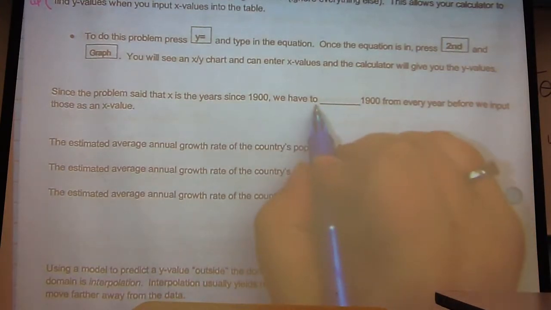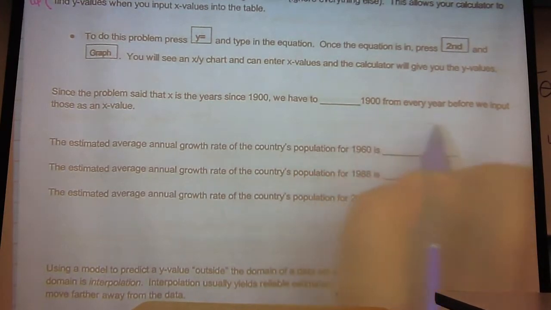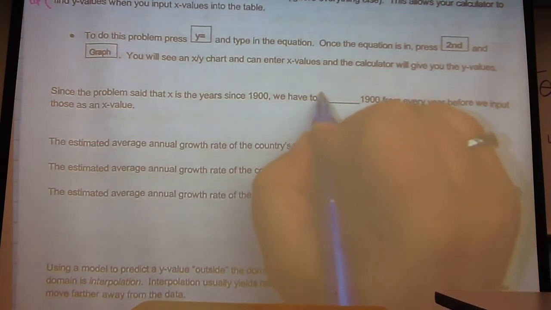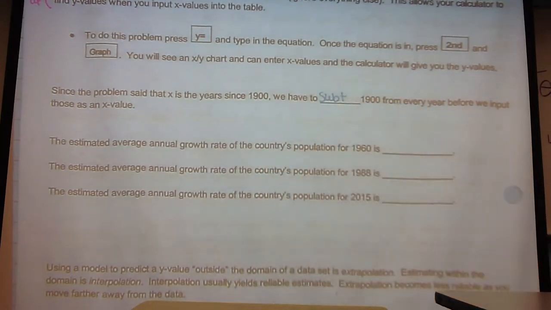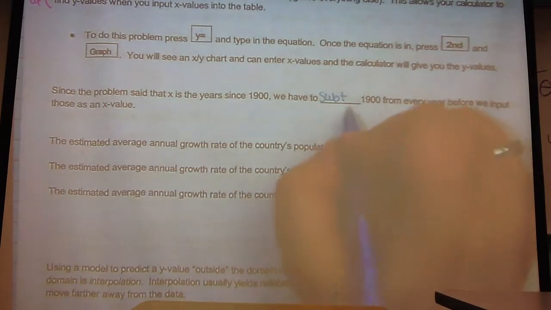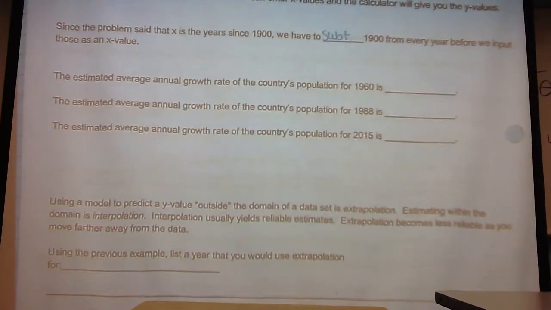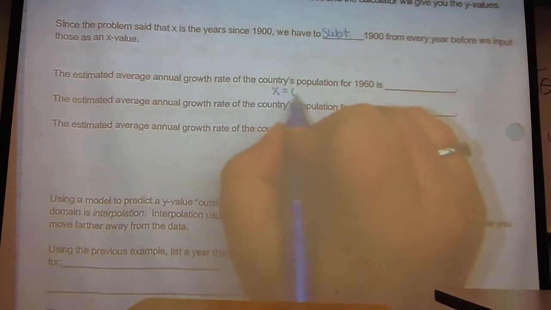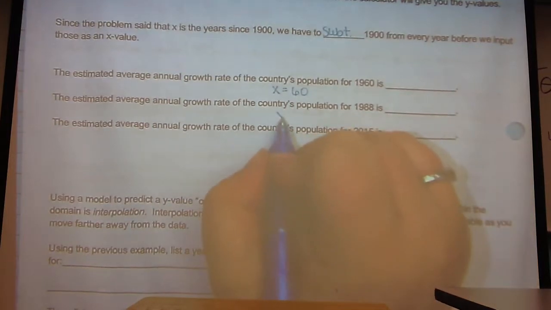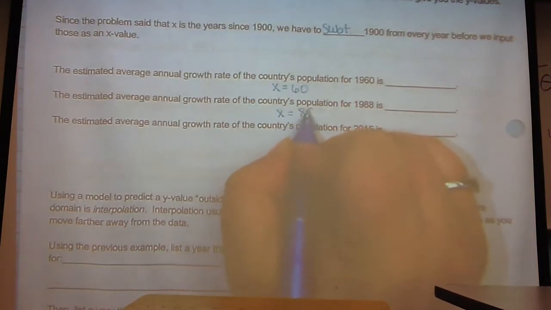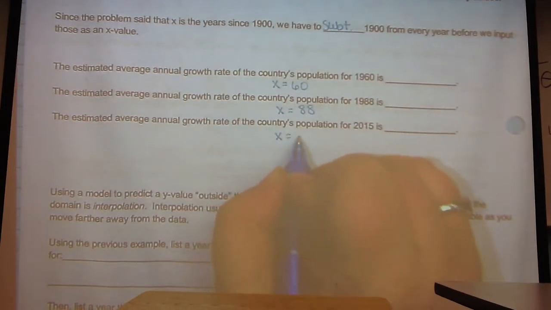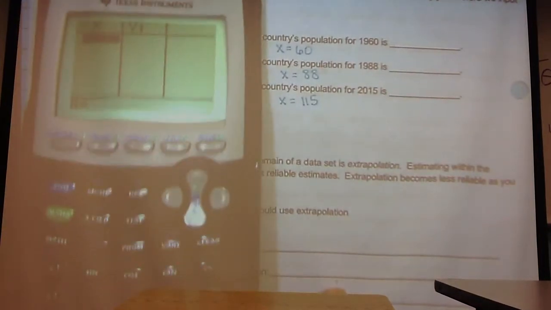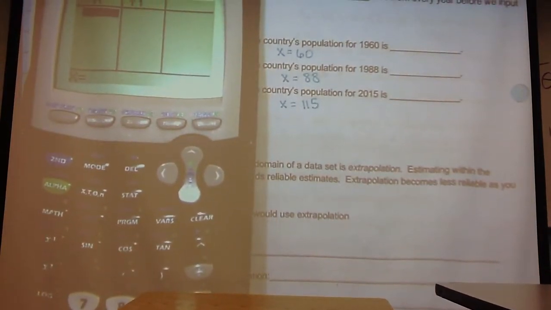So what do we have to do to the years before we know what X value to put in? Yep, subtract. We have to subtract 1900 from every year before we input it as our X value. So when I put in 1960, what X am I really putting in? 60. When I put in 1988, what X am I really putting in? 88. And when I put in 2015, what X am I really putting in? 115. Good.